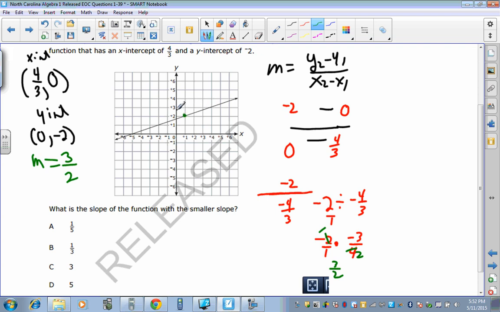Okay, all right. We rise up 1. We run over 3. So that line has a slope of 1/3. The question is, which function has the smaller slope? Well, it's this one with 1/3, because 1/3 is smaller than 3/2.